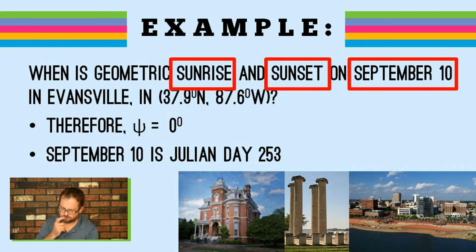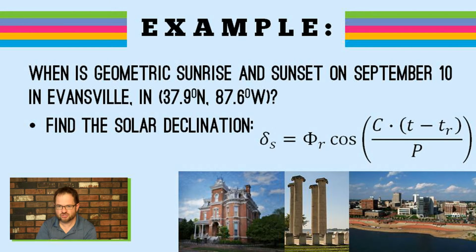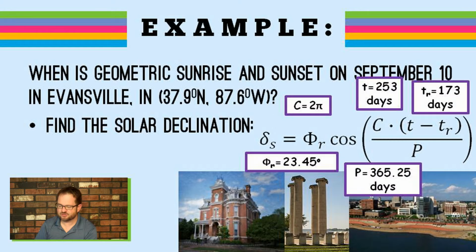Well, to get geometric sunrise and geometric sunset, you're going to need to find the time at which that sun angle, that solar elevation, is 0 degrees. And September 10th works out to Julian day 256. So I first need to figure out my solar declination, because the solar declination, delta S, is all over the place in that local elevation angle equation. The solar declination is equal to phi r times the cosine of all that good stuff there.